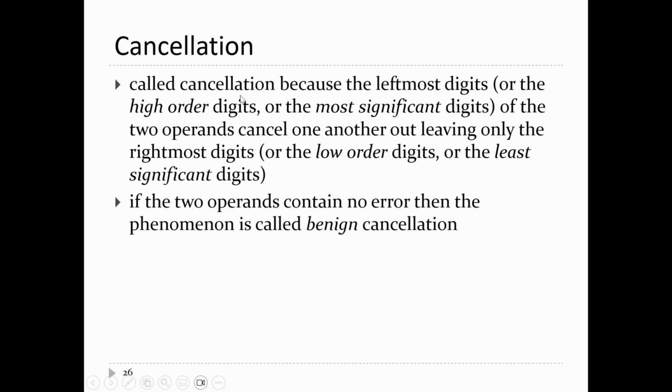When you subtract 2 numbers, you get cancellation because the leftmost digits, the most significant ones, cancel one another out, leaving you only with the least significant digits. Again, this is just how subtraction works. So cancellation is simply a consequence of the way that subtraction is performed.